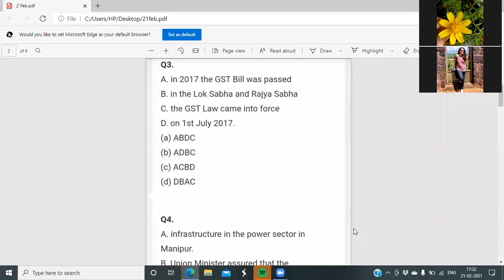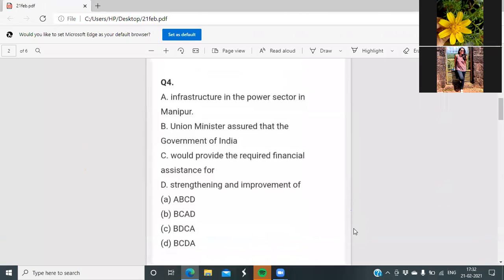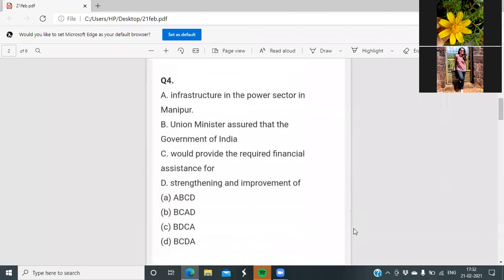Let me go to the chat box. Okay, perfect. Question number 3 is done. Can we move to question number 4, please? Here our options are: infrastructure in the power sector in Manipur; Union Minister assured that the government of India; C is would provide the required financial assistance for; D is strengthening and improvement of. Again, this is easy.